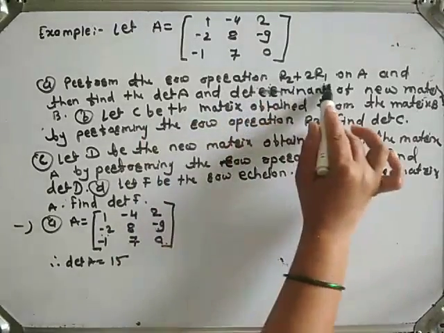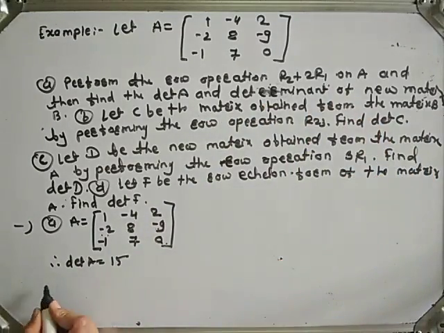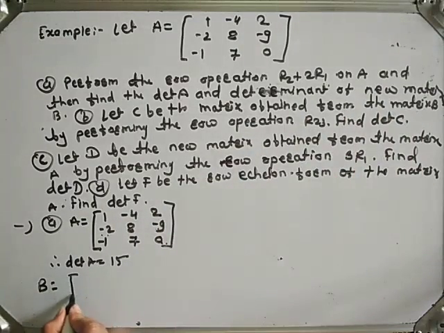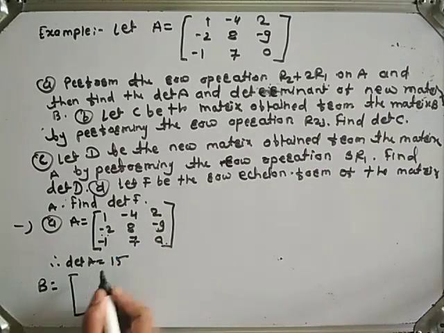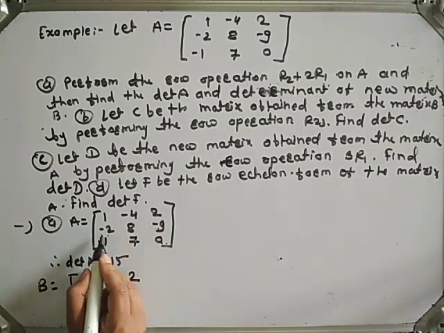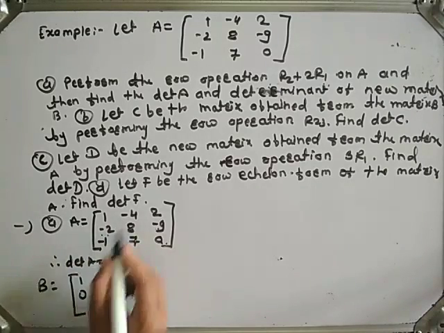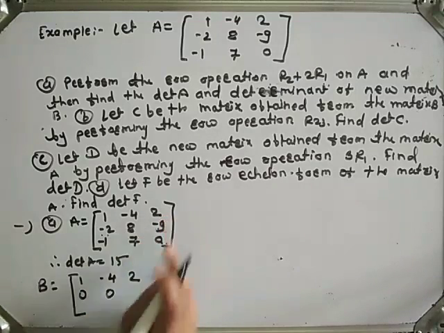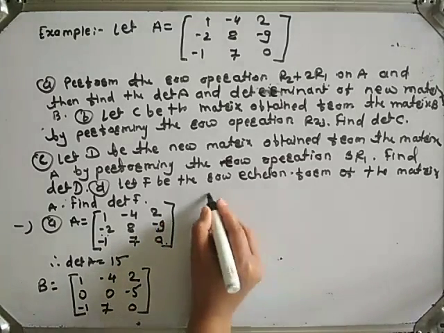Here we have to perform a row operation R2 plus 2 into R1. Okay. So your matrix, that matrix is B. B is equals to what? Perform a row operation R2 plus 2 R1. So keep R1 as it is, 1 minus 4 2, minus R2 plus 2 R1. So here is minus 2 plus 2 is 0, 8 plus minus 8 is 0, minus 9 plus 4 is minus 5, that is minus 1 7 0. Okay. Calculate determinant of B.